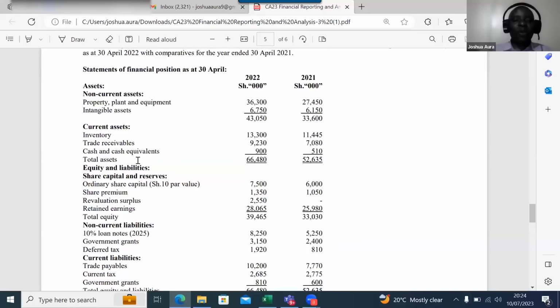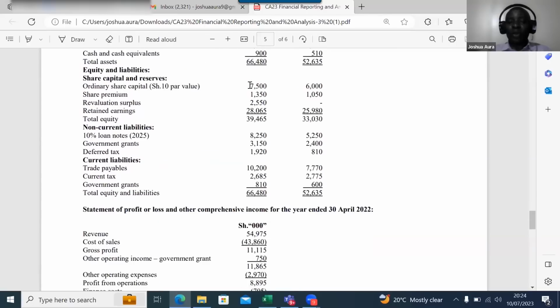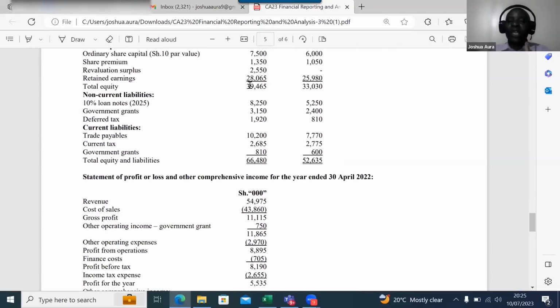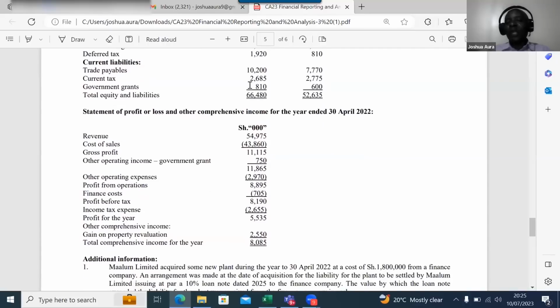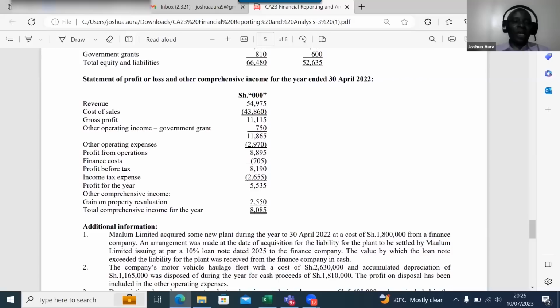Profit before tax, of course, in any cash flow statement of financial positions, they must give us two of them for 2 years. So we have 2021, we have 2022 like that. And then for the income statement, they'll only give us for 1 year, for the most current year. So we have the most current year is 30th April 2022 like this. And in this one, ladies and gentlemen, I should be able to pick the profit before tax.